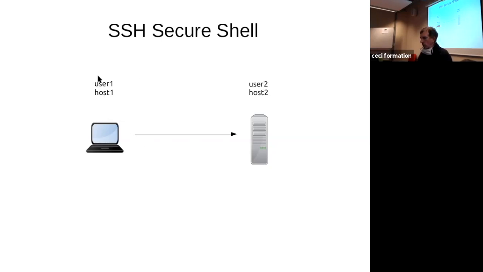So let's say that you are user 1 on host 1 and want to connect as user 2 in host 2. Host 1 is called the client, and to connect, you need to install OpenSSH client on your computer. But for Linux and macOS, this program is already installed. On the server, you need to install OpenSSH server, as the server is always listening on port 22, waiting for a connection from clients.